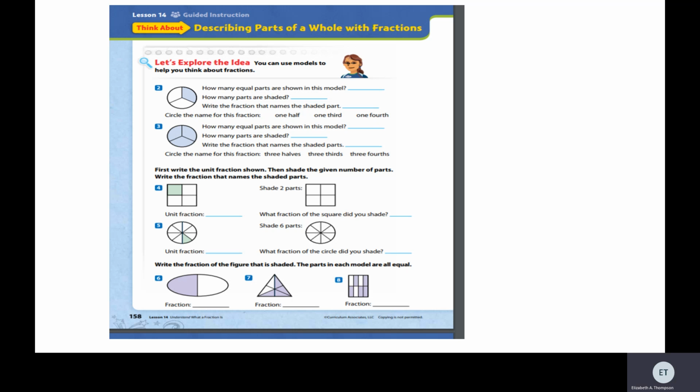Do you think you could have shaded the number of parts in another way? What that means is if I look at the square that told me on number 4 to shade 2 parts, and I shaded the top 2 squares. But what if another child decided to color in the two bottom parts? Or even another decided to color in the diagonal parts of that square? Would it make a difference in the fraction? Write what you think on the lines.